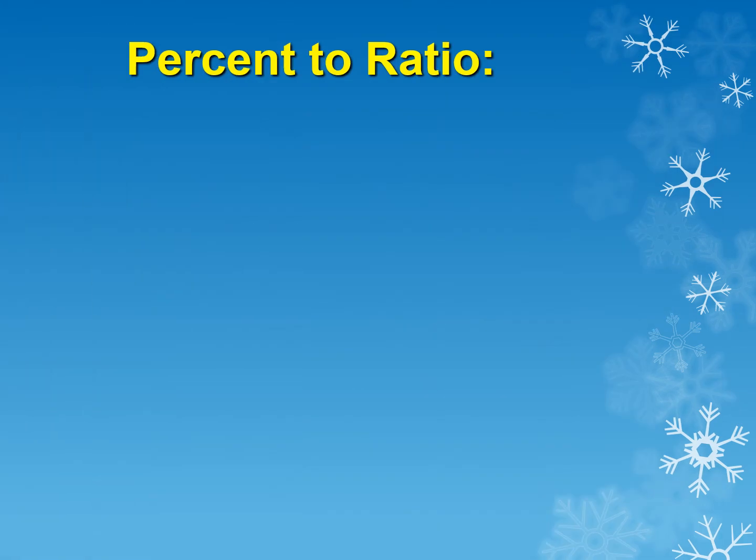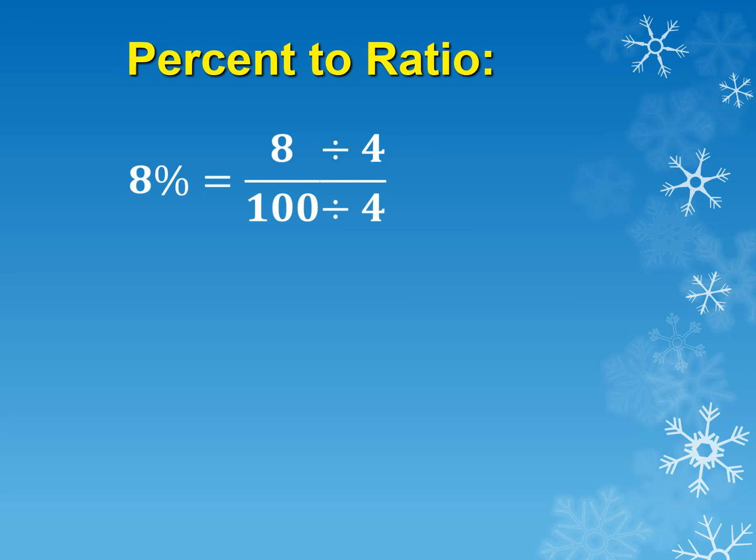Now let us have percent to ratio. If we have 8%, 8% is written as 8 over 100. Remember, percent is out of 100, meaning the denominator is 100. From here, think of the largest number that can divide both 8 and 100. So it is 4. It is divided by 4. So 8 divided by 4 and 100 divided by 4 is equal to 2 over 25.